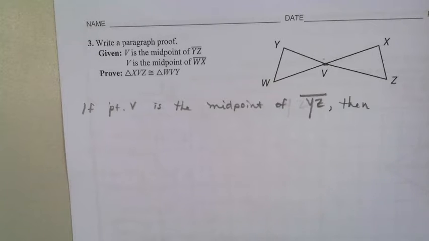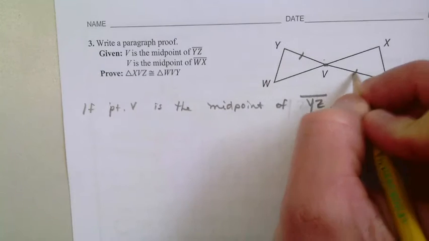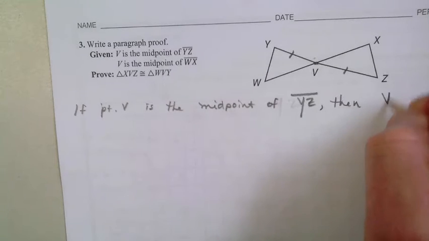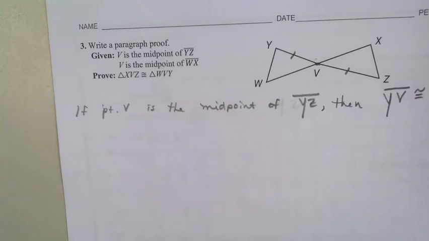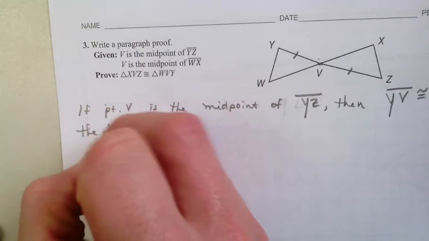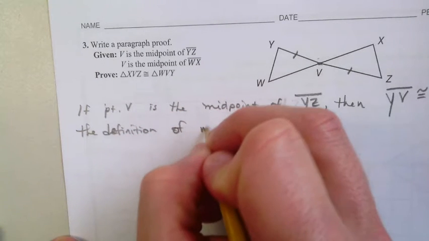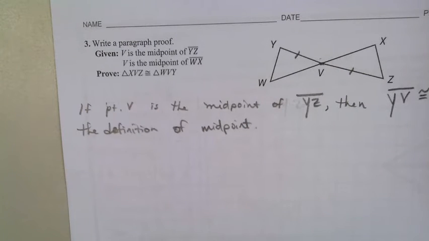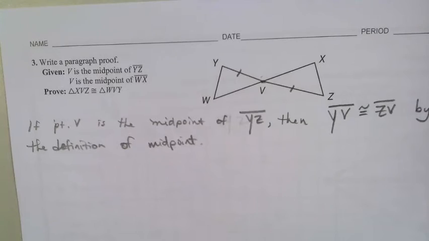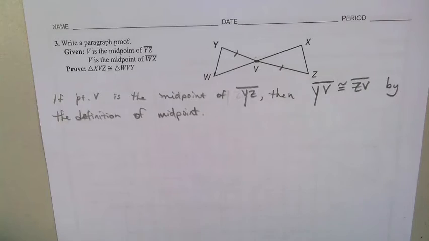So what is true because of that? This is the midpoint of this segment. That means that this segment and this segment have to be congruent. Then YV is congruent to ZV by what reason? By the definition of midpoint. Now remember, definition of midpoint means it's the same on both sides.